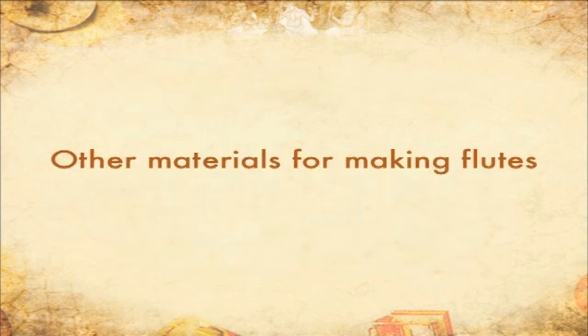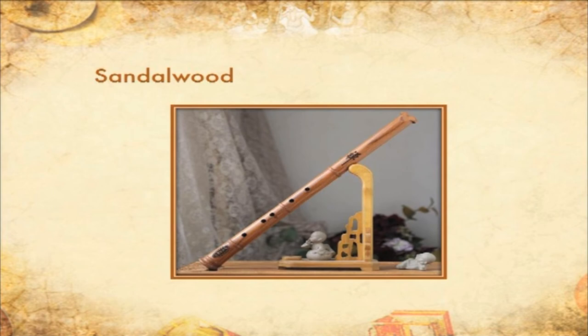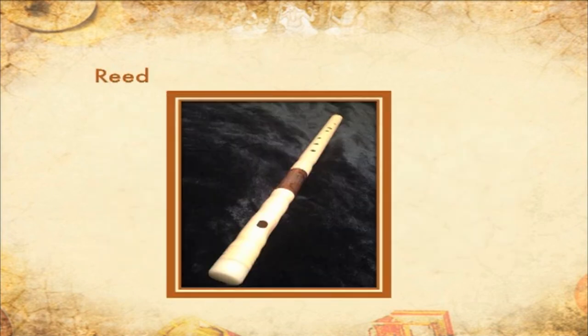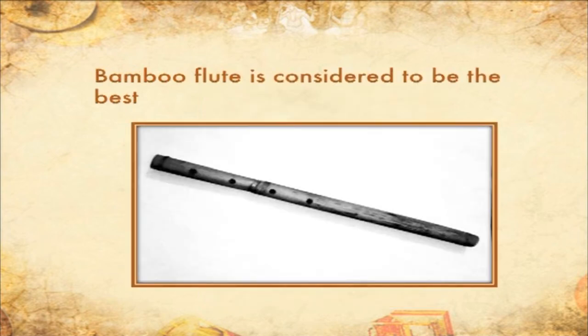Other materials for making flutes. Flutes can be made of ivory, sandalwood, cane, reed, gold, and silver. But the bamboo flute is considered to be the best.